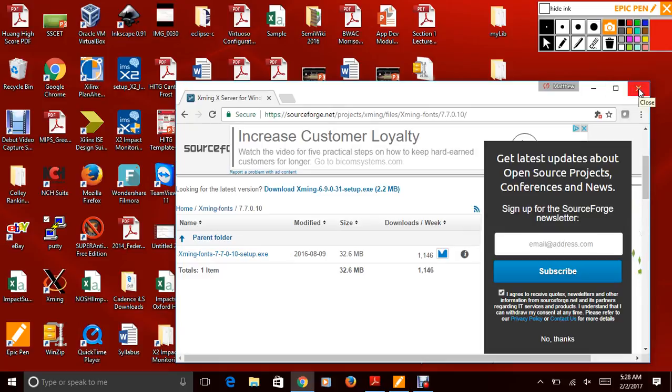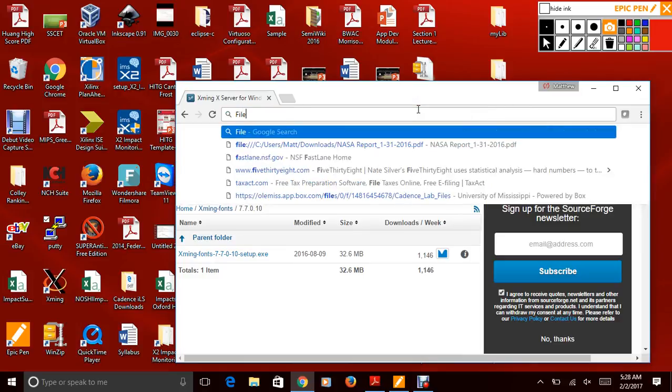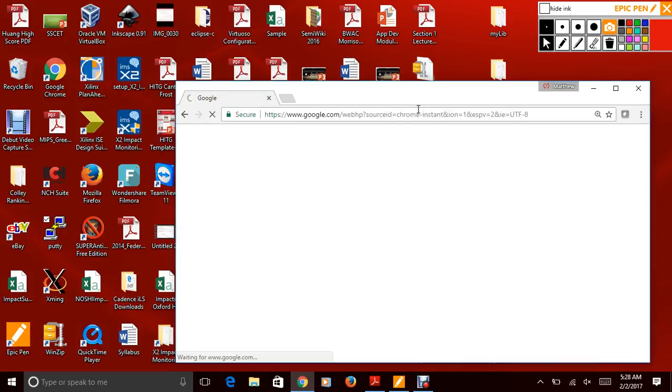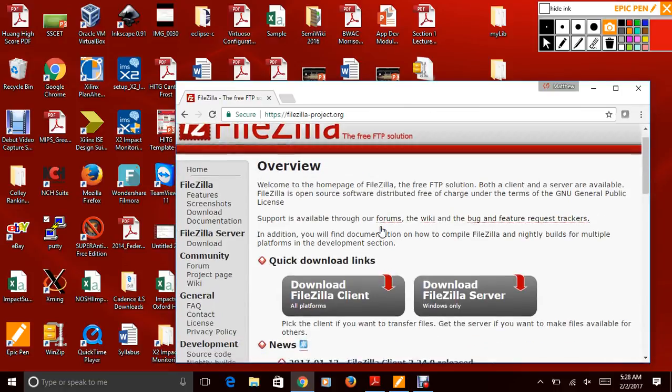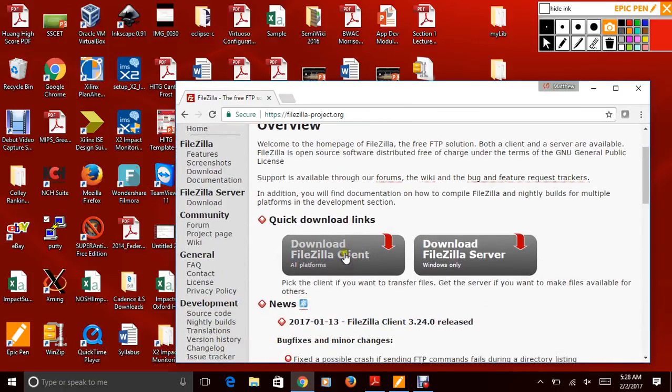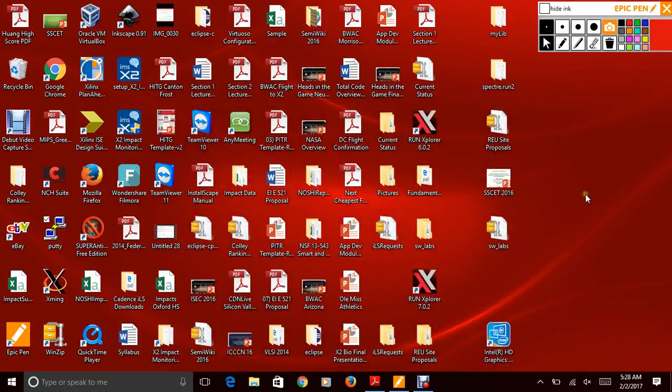And then last thing, you can download FileZilla. It's also free. And then you download the client. You're not running a server on your machine. You could download the client, and then you can run everything from your machine.